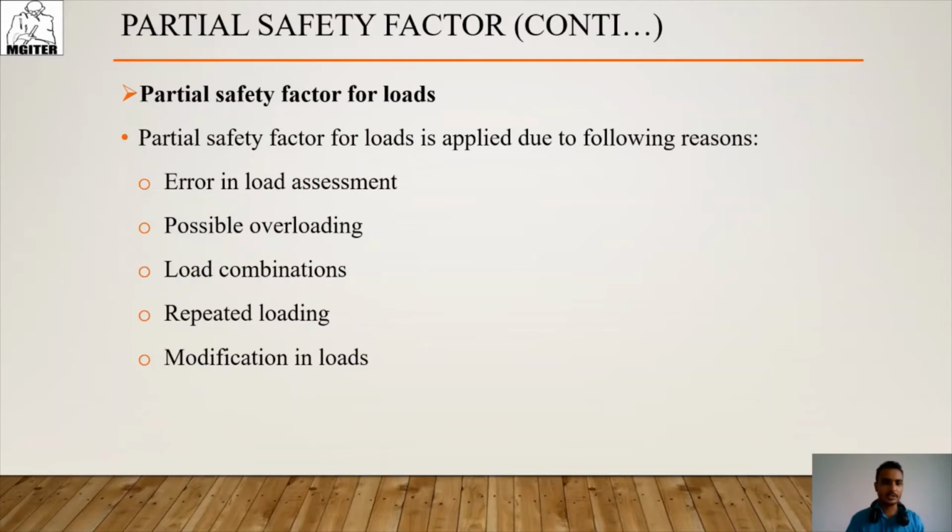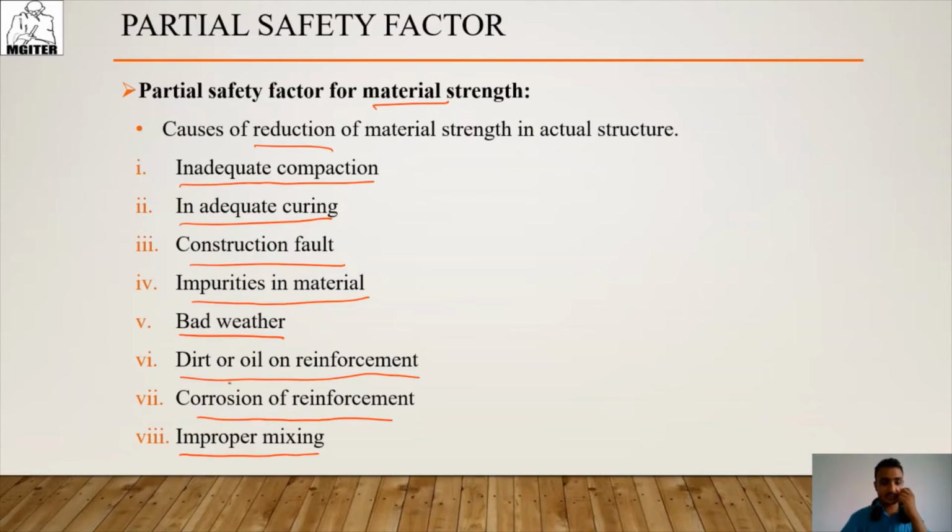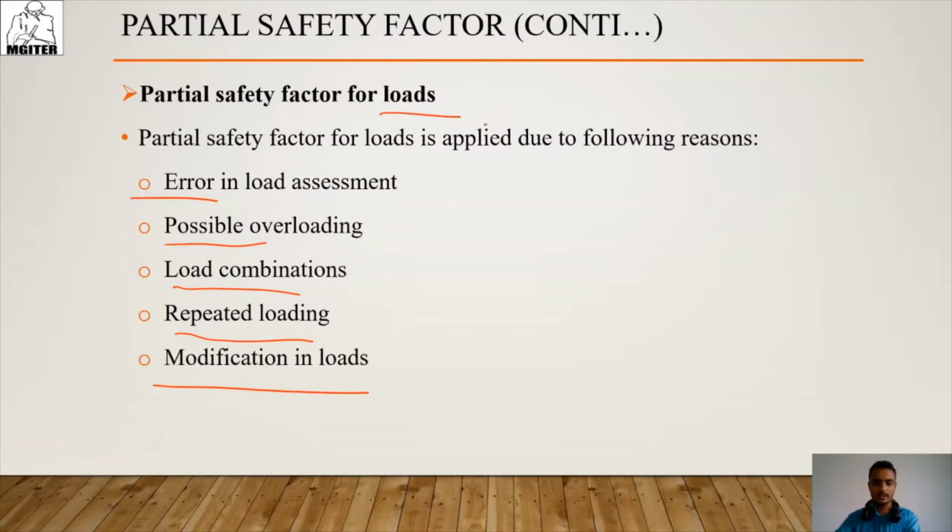This condition is for the material and this condition is for the load. For the partial safety factor for the load, we have the following reasons: error in load assessment, possible overloading, load combination, repeated loading, and modification in load. These errors are for the material and these errors are for the load. By these errors you can design a wrong structure. By these errors your structure will not carry as much load as you designed it for.